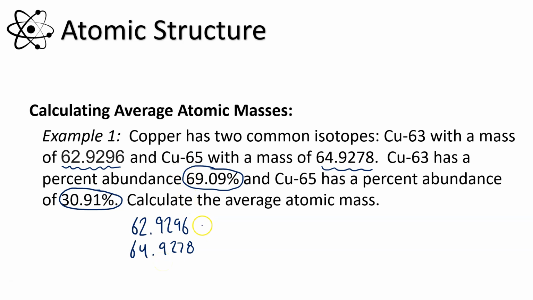The next thing you're going to do is multiply each of those masses by its corresponding percent abundance, but with one really important change. Let me switch colors to show you that.